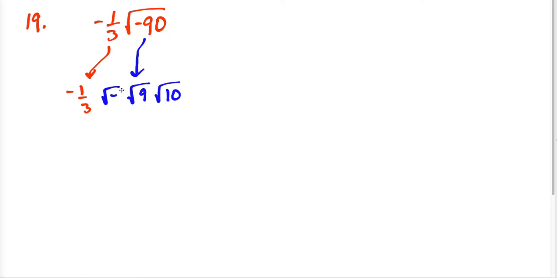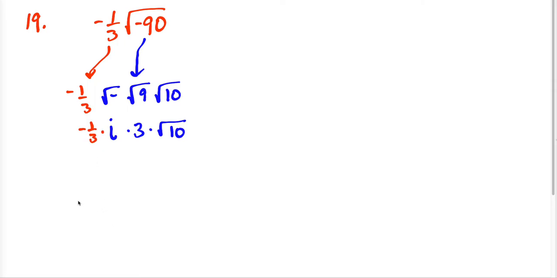The only reason we break them down is if one of the numbers is a perfect square. So I wouldn't break it down into 45 and 2, because neither one of those square roots would give you an even answer and it wouldn't help you at all. The square root of 9 is a perfect number answer. The square root of 10 isn't, so I'm not going to break 10 into 5 and 2, because neither one of those numbers would help us. And then the negative symbol becomes i, and then we still have the negative 1/3 in the front.